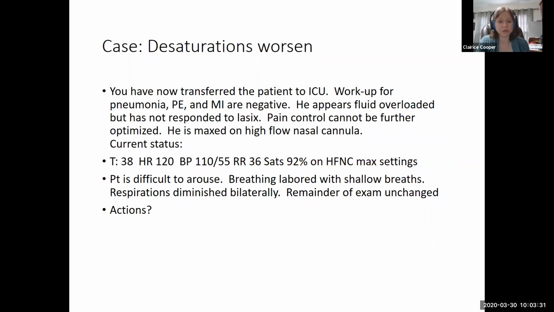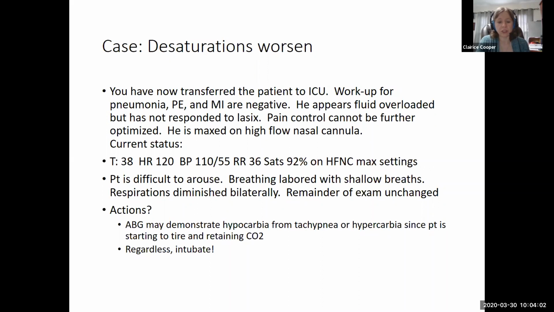Continuing back to our case, you've transferred the patient to the ICU. You find that he's fluid overloaded, but he's not yet responded to Lasix. He's now on maximum high flow nasal cannula, still tachycardic, still maintaining his pressure, but now he's far more tachypneic on maximal settings. He's becoming difficult to arouse. His breathing is labored. And the remainder of the exam is unchanged. Hopefully, you recognize that this is an indication for intubation.